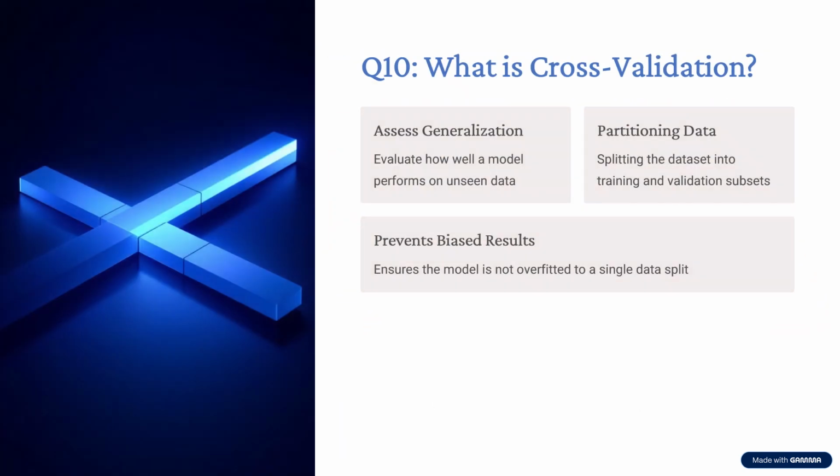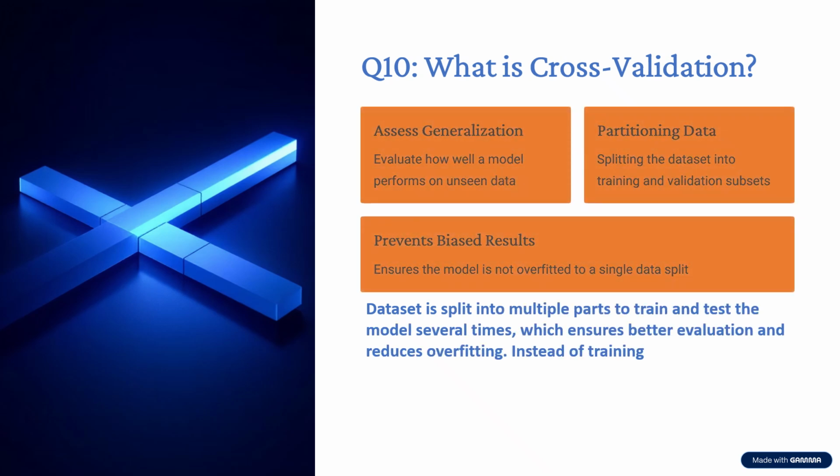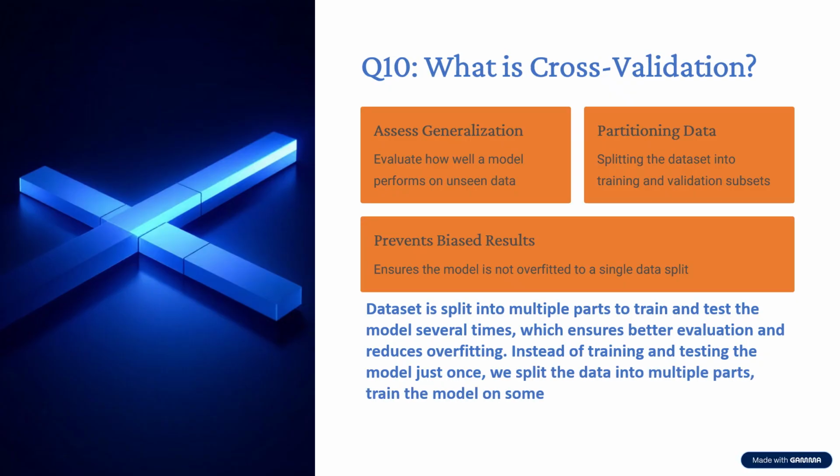Cross-validation is a technique where the dataset is split into multiple parts to train and test the model several times, which ensures better evaluation and reduces overfitting. Instead of training and testing the model just once, we split the data into multiple parts, train the model on some parts, and test it on the remaining parts, repeating this process several times. This helps us get a more reliable and accurate estimate of the model's performance.